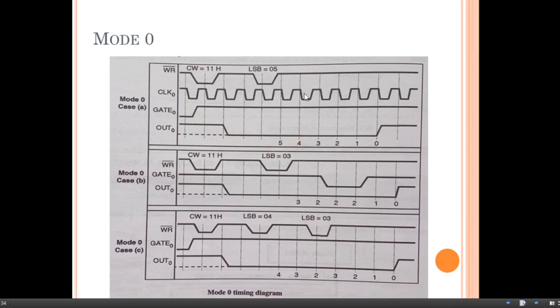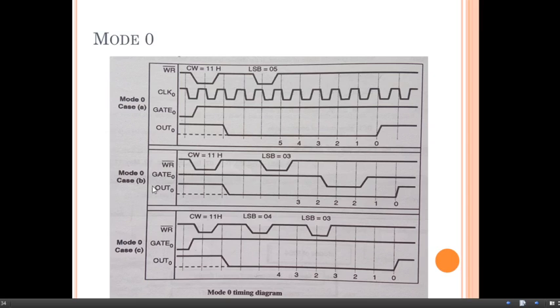So for each clock cycle, for one clock cycle the counter gets decremented by 1. For another clock cycle again the counter gets decremented by 1. Like this our counter value becomes 0, and once our counter value becomes 0, our output will go high. So in this way the counting is performed in normal operation, and in this normal operation we have assumed our gate signal is always high.